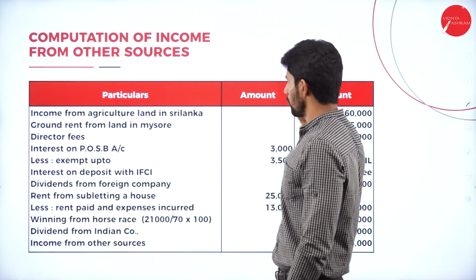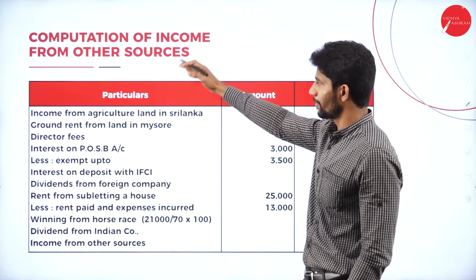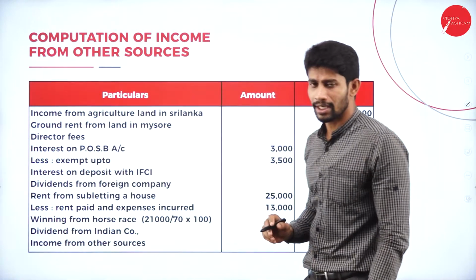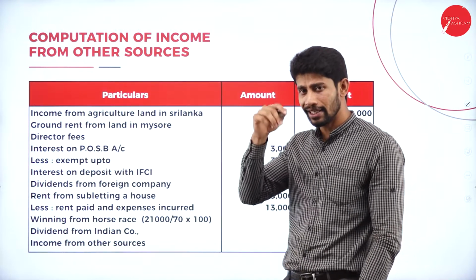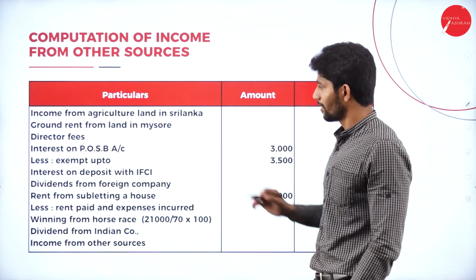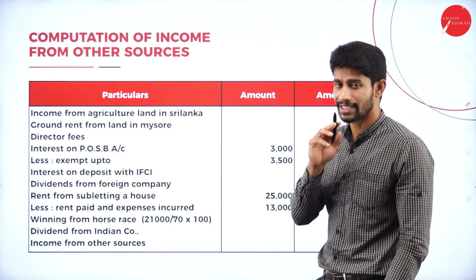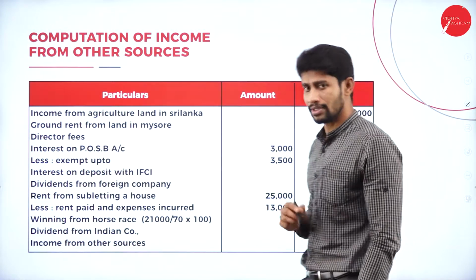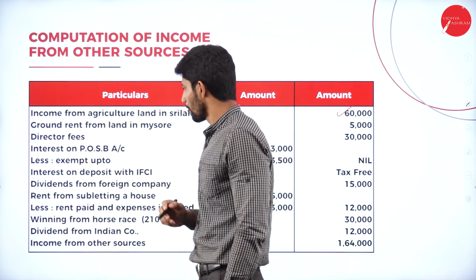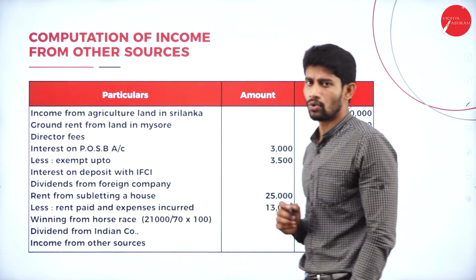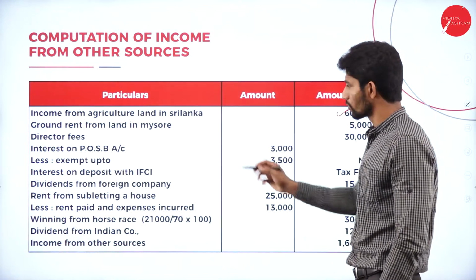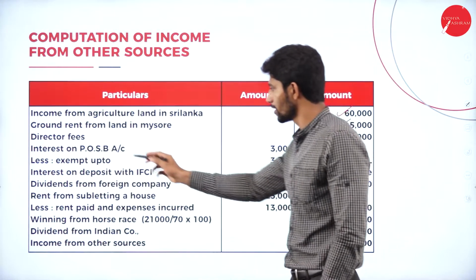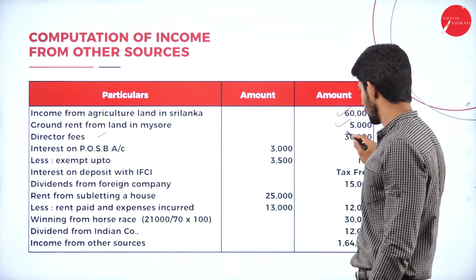So particulars, amount, before that computation of income from other sources. Point number 1, income from agriculture land in Sri Lanka. Yes, income from agriculture land in India is exempted, but the first one, Sri Lanka, is taxable because it is not earned within India. So rupees 60,000. Next, ground rent from land in Mysuru, rupees 5,000. Next, director's fees. Third point, director's fees. It is 30,000.